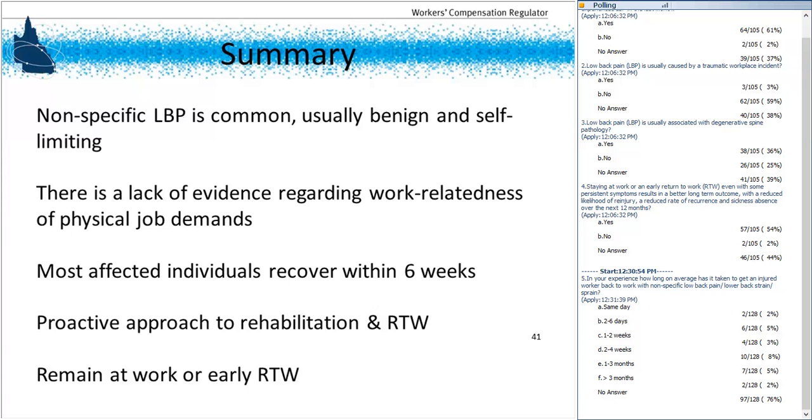And in fact, as you recall, there's a lack of strong evidence that preventive interventions focusing solely on physical factors have any significant bearing on the future rate of low back pain. I hope that I've been able to convey the benefits of a proactive approach to rehabilitation and returning to work, and that the majority of individuals, even with some persistent symptoms, should be able to stay at work or return to work very soon. And in fact, they have a far better long-term outcome than those who rest and become functionally disabled. So thank you very much indeed for your participation.